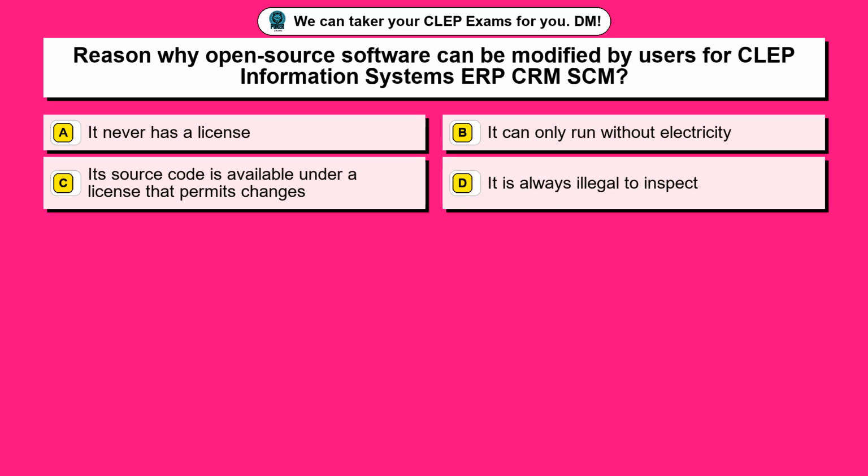Question 93. Reason why open source software can be modified by users for CLEP Information Systems ERP CRM SCM. Option A. It never has a license. Option B.